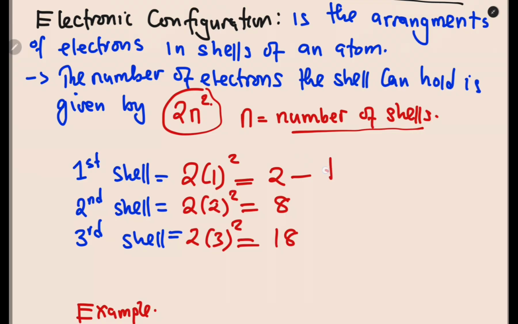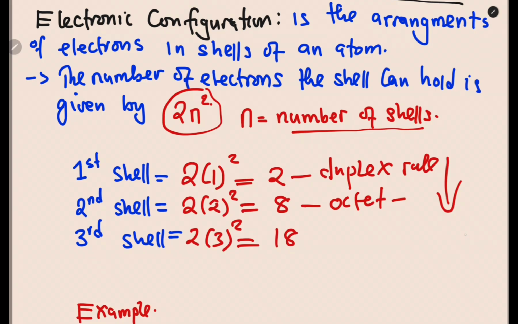This is called the duplet rule. And this is called the octet rule. So now, at this level, as we are doing secondary chemistry, normally you go with the octet rule. Okay, so when you reach the third shell, you're still going to add 8. The fourth shell, 8, but you should be aware of this one.